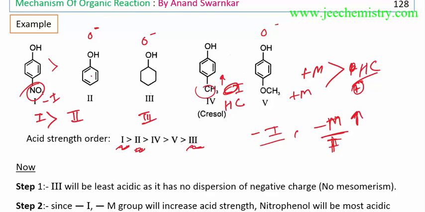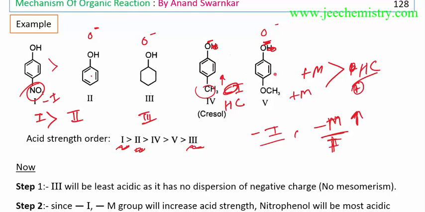Similarly, this is a plus M effect. This will also push the electrons, but the M effect has higher priority than the hyperconjugation, so it will push more and more electrons, so it will stabilize the conjugate base. If we make the conjugate base, this will become O minus. OH will be removed, OH minus will form.